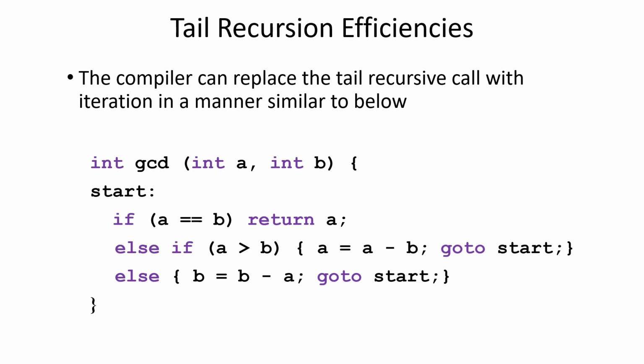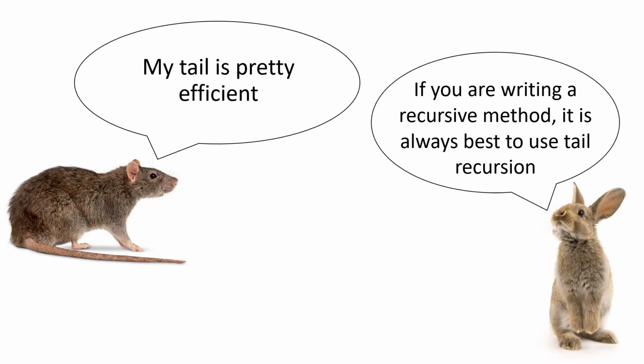Calling a method has significant overhead. You have to push the parameters on the stack, use stack space, do the call, push the return address, create the activation record, and all those things, which you don't have to do if you just iterate. Although the user would write this in the recursive form, the compiler will compile it as if it was written like this. Therefore, it's significantly more efficient because it doesn't have to do all the overhead of an actual method call.